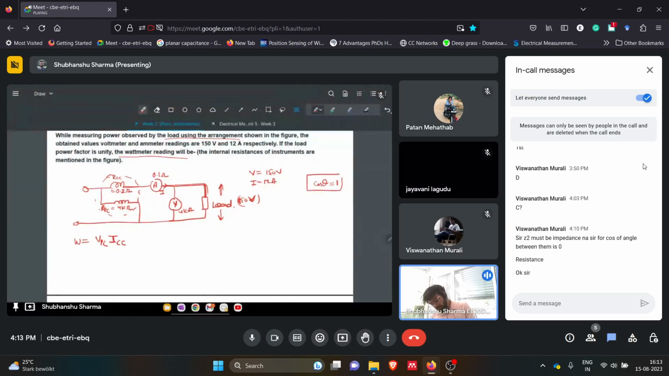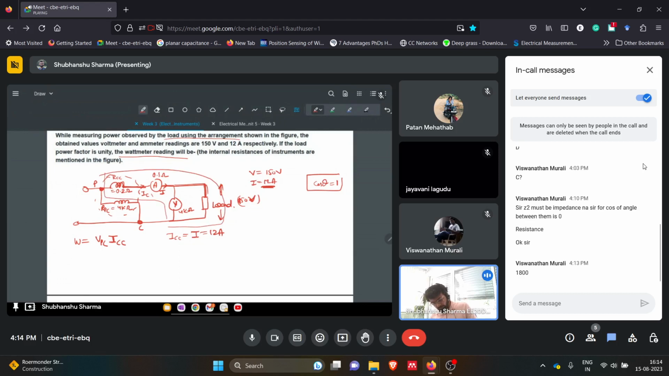So in this case, the I which they have given is the same as ICC. Why? It is because it is flowing from this current coil. So ICC is the same as that measured from the ammeter, that is 12 amperes. And what is VPC? VPC is basically this voltage, VPC, but this is actually calculating this whole thing's voltage.